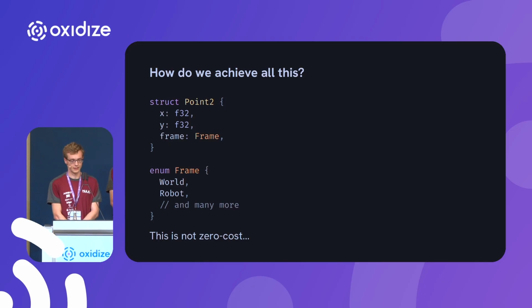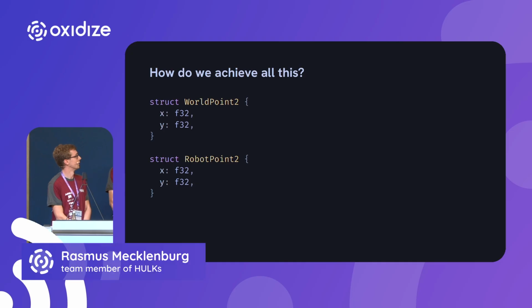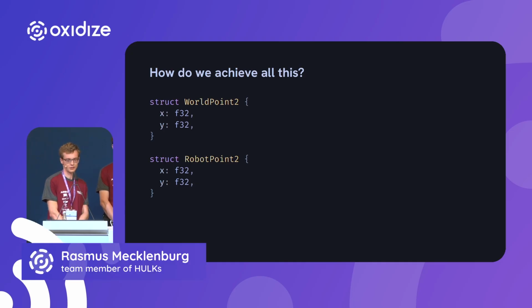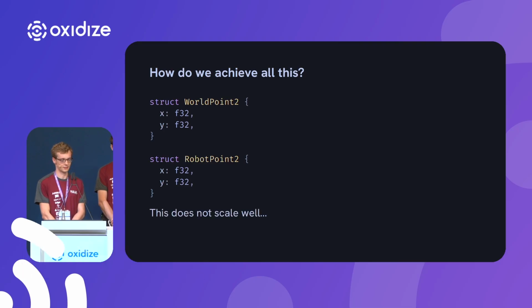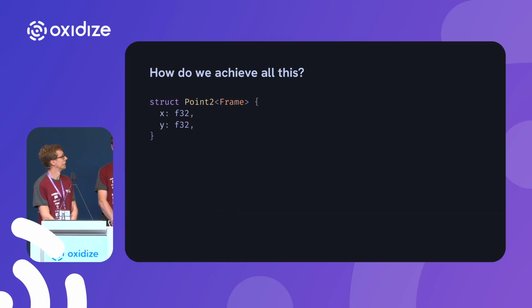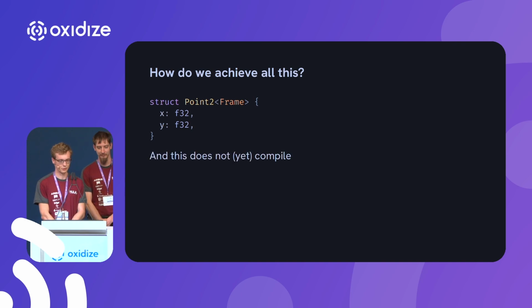We could also use the type system to differentiate between different points. So we could have a point type for a point relative to the world and a point relative to the robot, but this is really tedious and does not scale well. So what can we do instead? What we really want is a point which is generic over the frame that it is relative to. So we want to write something like this, but at the moment this won't compile, because the Rust compiler wants a field in the struct that actually uses this generic parameter.